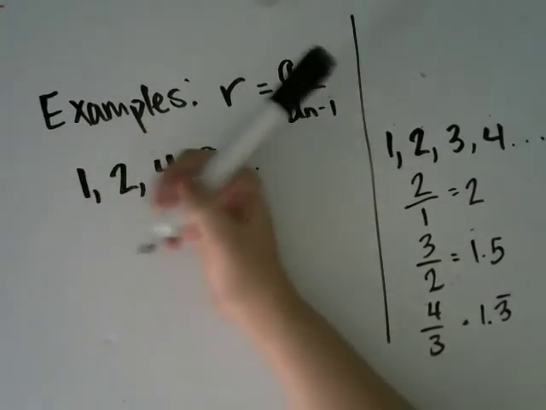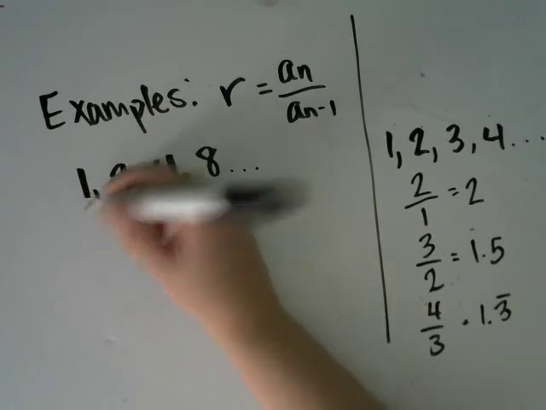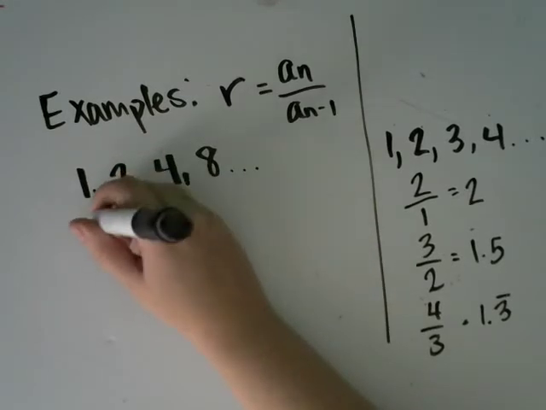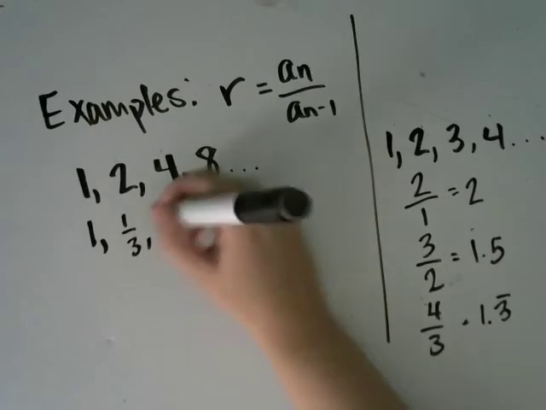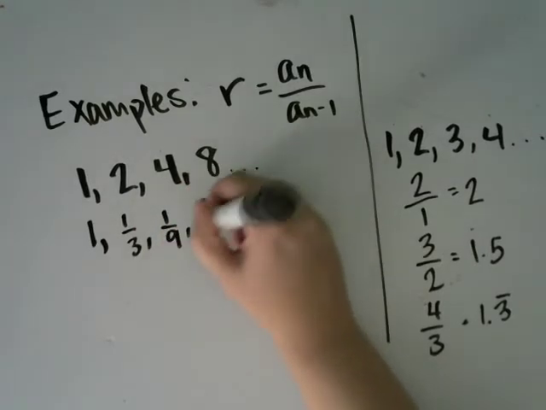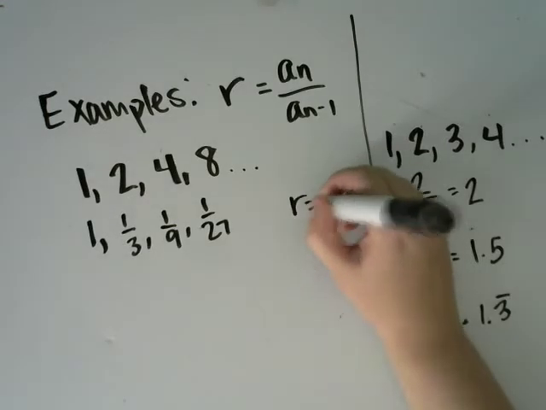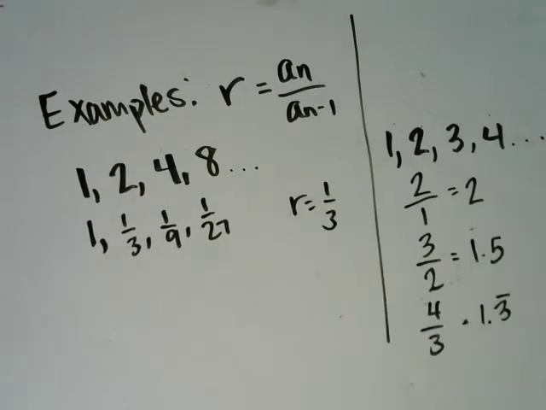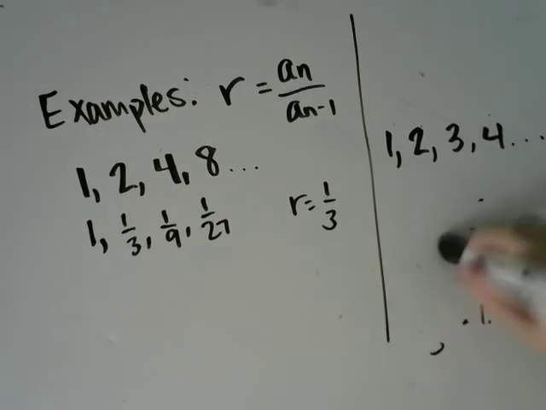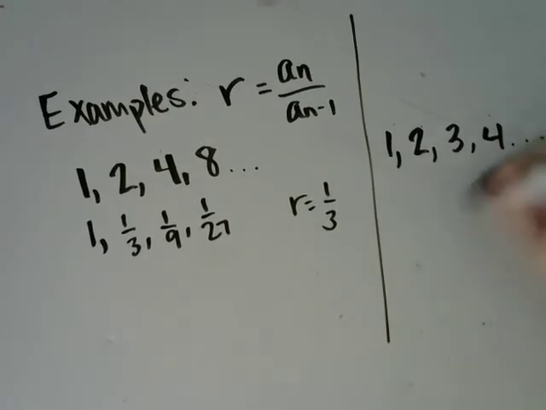Geometric sequences don't have to be whole numbers. They can be fractions, they can be decimals. Another example of a geometric sequence would be 1, 1/3, 1/9, 1/27. In this case, if you divide these terms, you end up with an R value of 1/3, which is the common ratio.